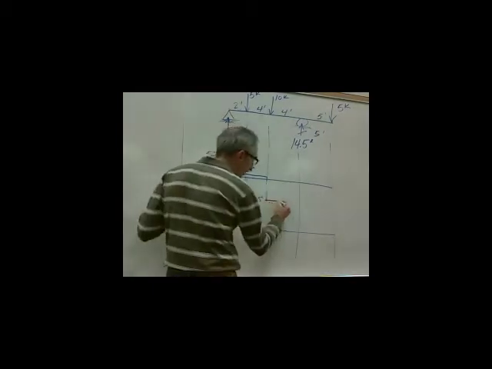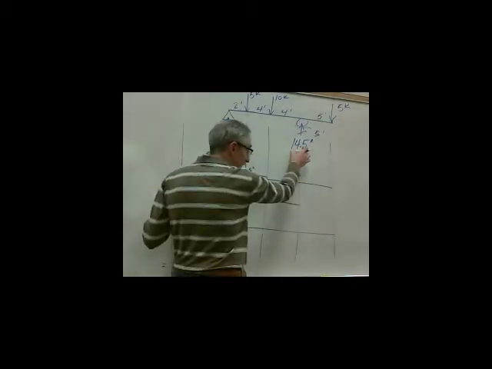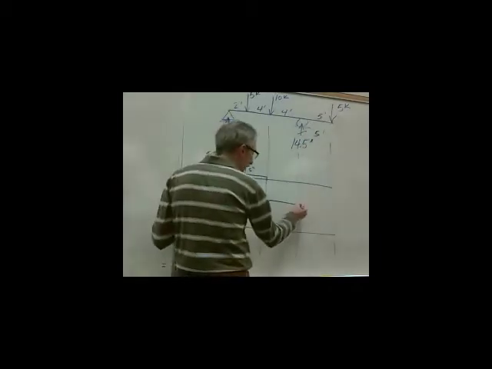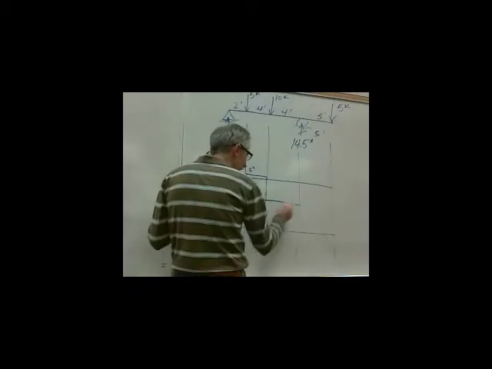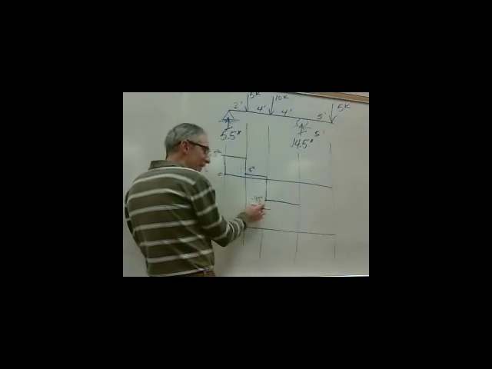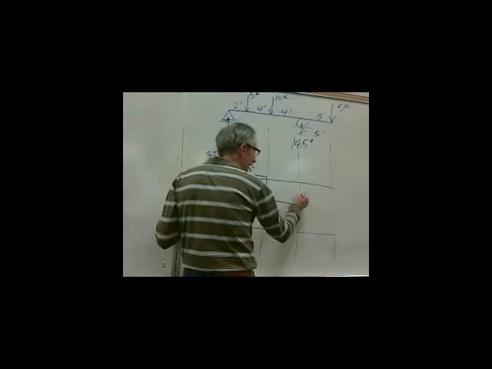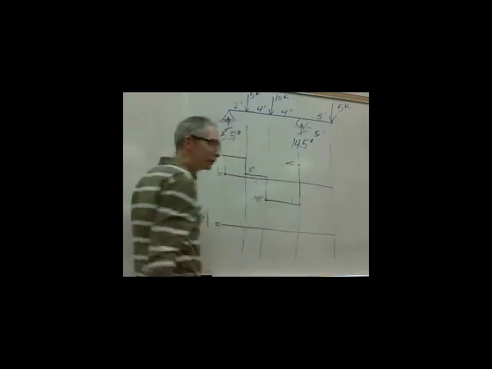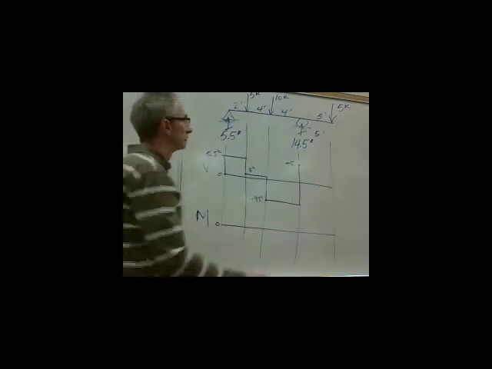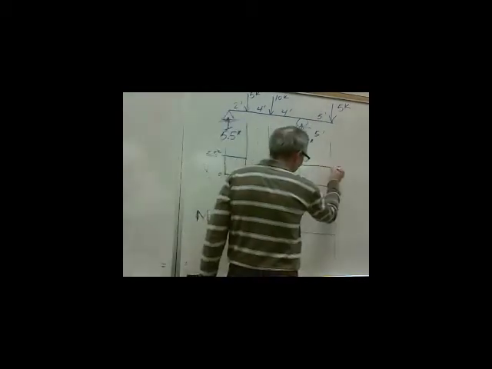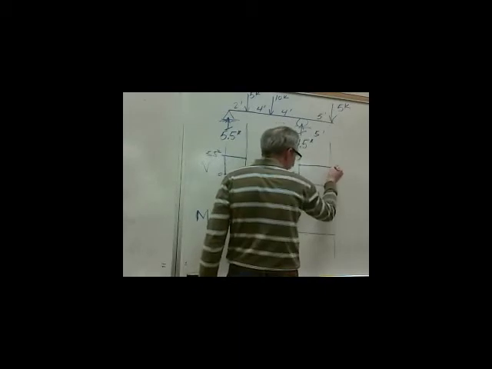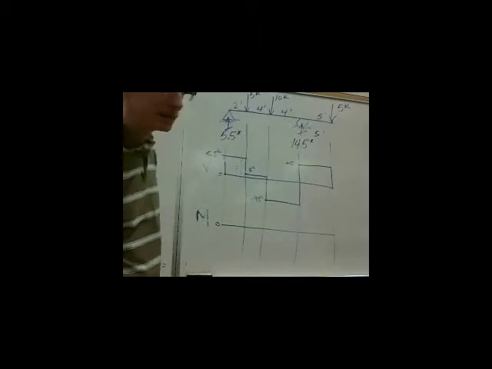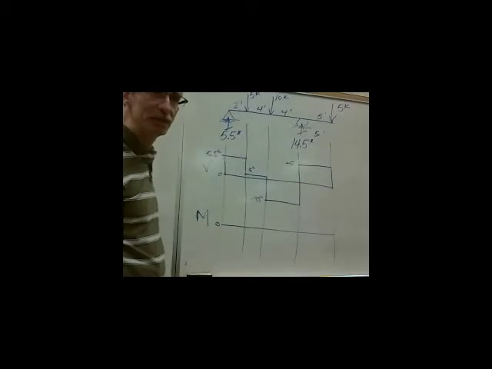Nothing goes on for the next 4 feet until I hit the right-hand reaction. That reaction brings me up a positive 14.5. Since I'm down at negative 9.5, that brings me up to a value of positive 5 kips. Nothing goes on until the very end of the beam, and then I get to that 5 kip load downward, and that brings my shear diagram back down to 0.